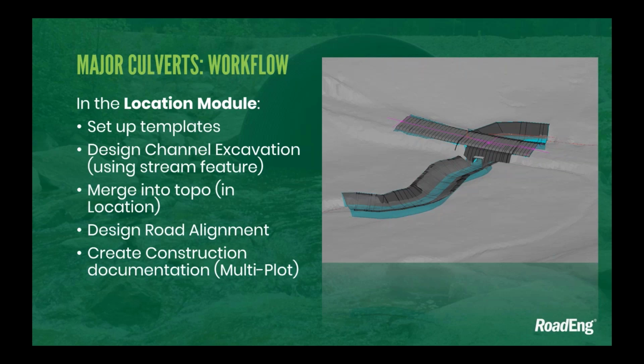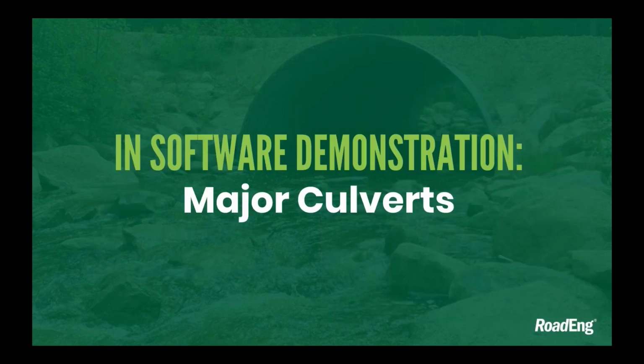And from there, we head over to the location module, set up some templates, design our channel excavation using that stream feature. We have a function inside of location to allow you to merge that surface into the topo, then allowing us to design the road alignment on top of it and create the construction documentation. So major culverts, of course, that's a lot more steps than just clicking a station and pressing add and adjusting a couple variables. So I'm going to pass it back to Matt, who's hopefully going to go through it nice and slow for you all, and we'll move into that demonstration before the Q&A. So Matt, it's coming back to you.